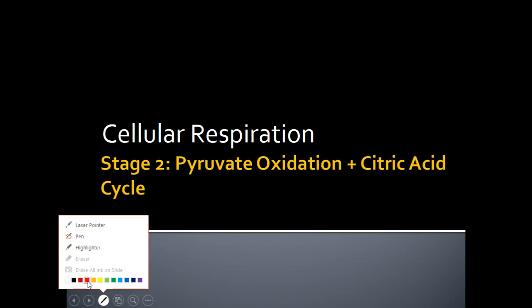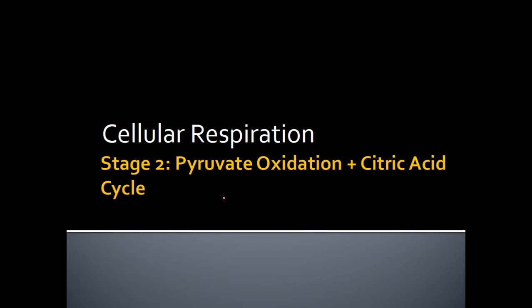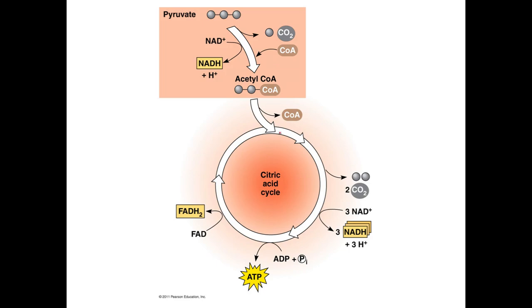All right, so we just went through glycolysis. Now we're on to stage 2, which is pyruvate oxidation followed by the citric acid cycle. All right, here's an overview of what's going on, and I'm going to back up here. Reading a diagram like this is a valuable skill. So what I want you to do is pause this video and try to explain what on earth is going on.